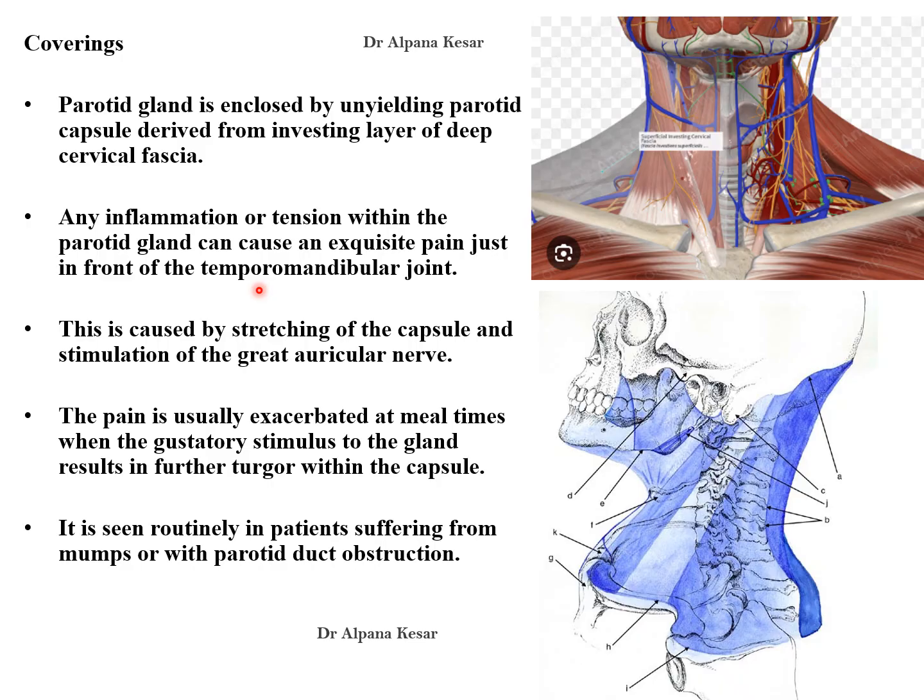there will be exquisite pain in front of the temporomandibular joint. This is caused by stretching of the capsule, which will lead to stimulation of great auricular nerve, which is a sensory nerve in the region of parotid. The pain is usually exacerbated at the time of meals when the gustatory stimulus to the gland will produce further turgor within the capsule. This is most commonly seen in patients suffering from mumps or parotid duct obstructions.